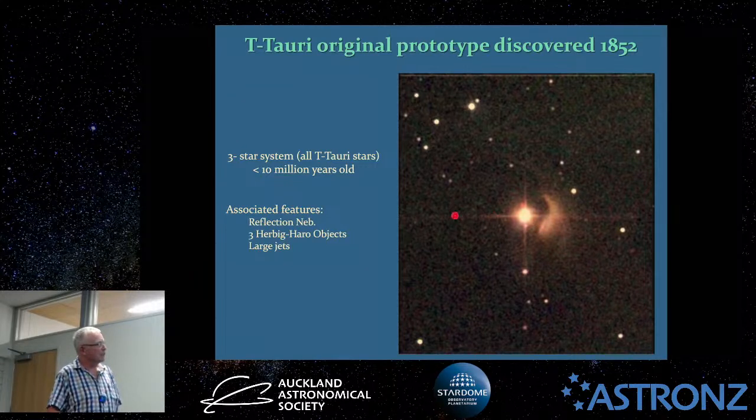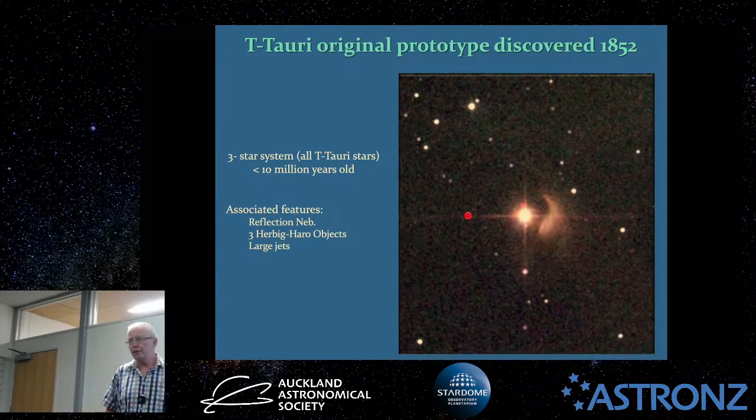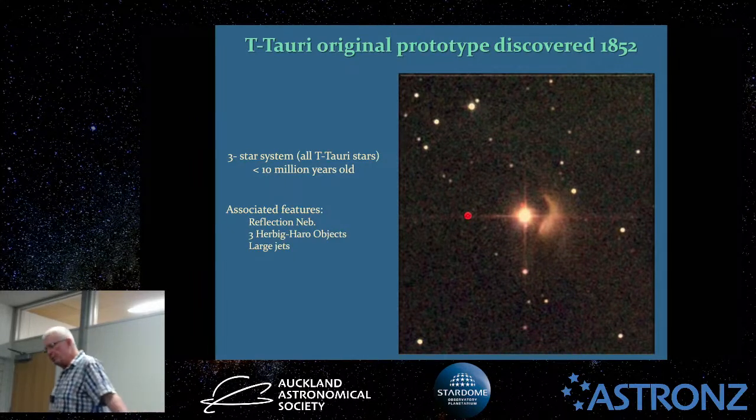You can't see it so well here, but if you look close up, you can see the jets out here, and there's little clumps out here, 3 Herbig-Haro objects with large jets. And of course, if you did your temperature on that, it would be somewhere between 2,000 and 8,000 degrees, and you know, that's a T-Tauri star.